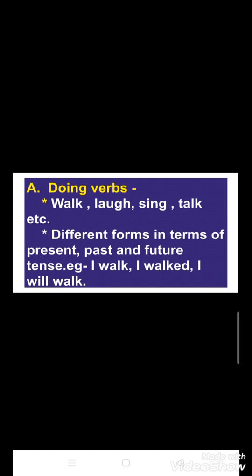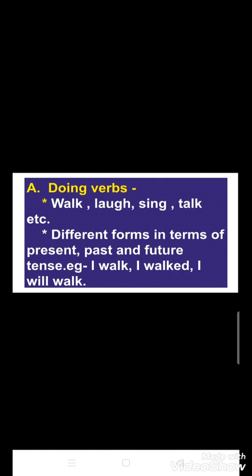And students, the doing verbs can take different forms in terms of present, past and future tense. For example, I walk, I walked and I will walk. So here, doing verbs means any word that signifies a work, simply a doing word. And these doing words can become different in terms of 3 different tenses. You can easily understand this from the example that I have mentioned.